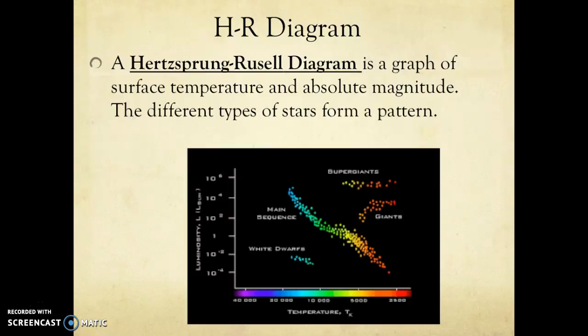And you can see, going through the middle, you've got the main sequence stars. And we'll talk more about what main sequence means a little bit later. But you can also see the supergiants way up at the top, and the giants below that. And down at the bottom, you've got the white dwarfs. So you can get an idea of how different types of stars relate to each other in terms of their luminosity and their temperatures.